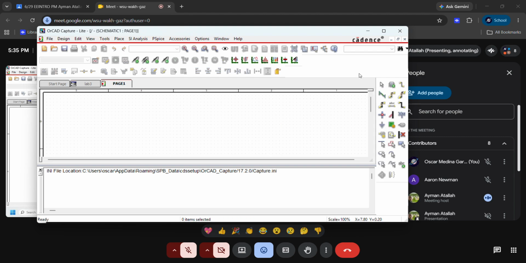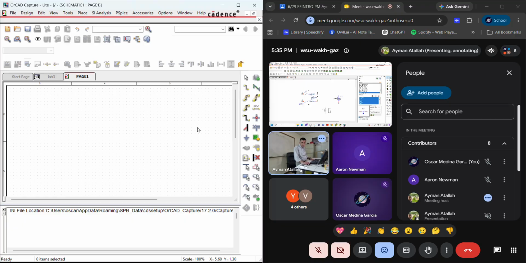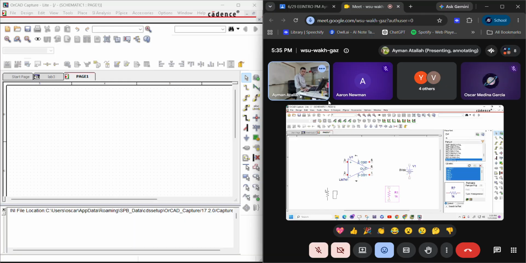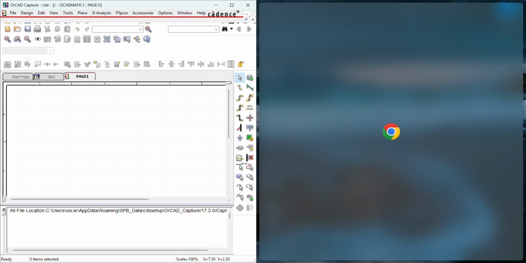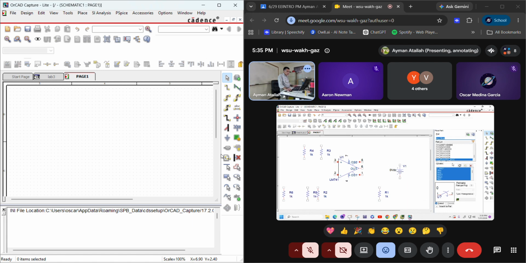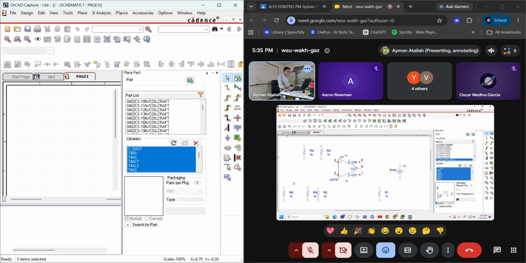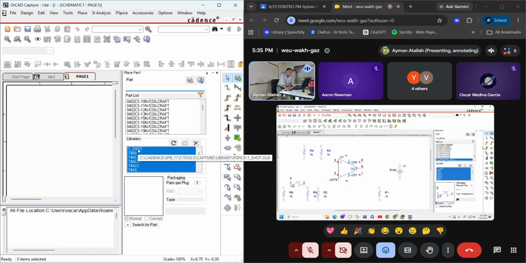Okay. R. So 1, 2, 3, 4, 5, 6 resistors here. Okay, I need a switch. So SW to get the switch. So I'm almost done with this.